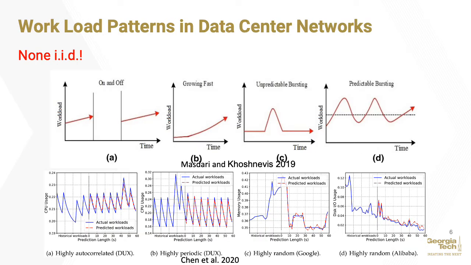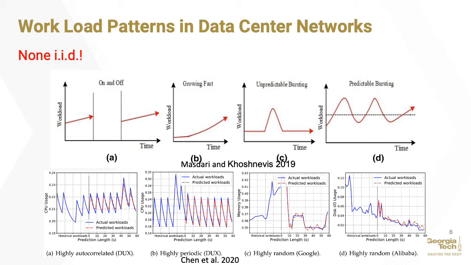However, let's look at the workload patterns in a real data center network. Recently, some researchers studied the workload patterns I listed here. One is from 2019 and another one is from 2020. Let's look at it. First, we can see that the workload patterns can be on and off. They can be growing very fast, or they can be unpredictable bursting, or they can be predictable bursting. And another thing is that the workload patterns are highly correlated across time.